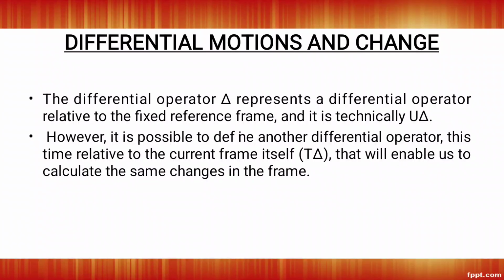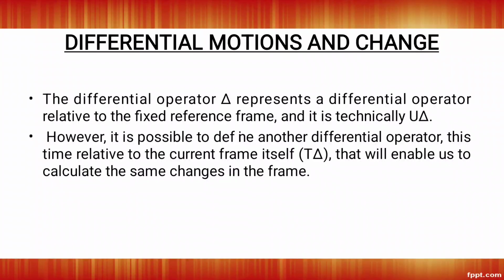So differential motion means what? That is a very small change in motion. So differential change between frames means what? How small changes of a robot and coordinate frame are described, and how the small change looks when seen from a different reference frame. So basically what is a frame? It is just a coordinate system attached to something.